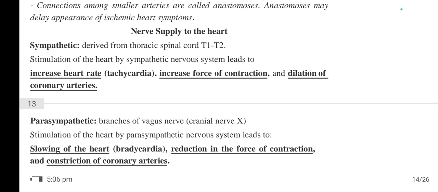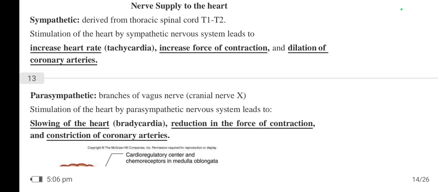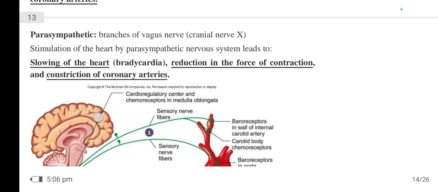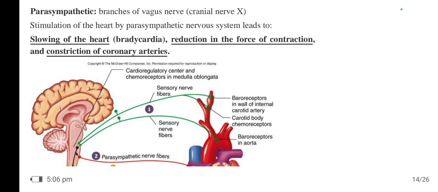Nerve supply to the heart. Sympathetic, derived from the thoracic spinal cord T1 to T2. Stimulation of the heart by the sympathetic nervous system leads to increased heart rate, tachycardia, increase of force of contraction, and dilation of coronary arteries. Parasympathetic, branches of the vagus nerve, cranial nerve 10.